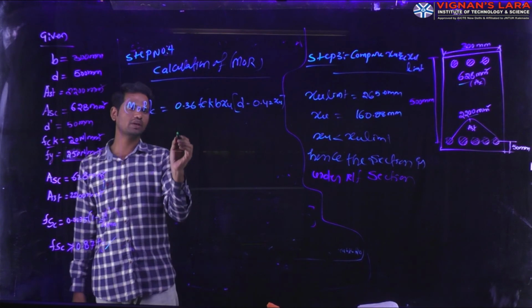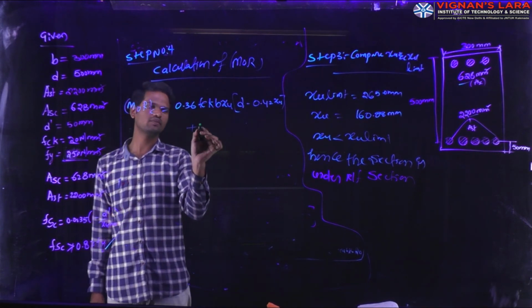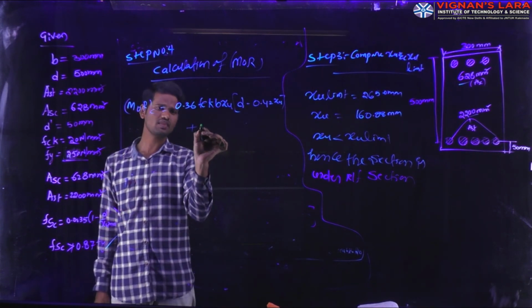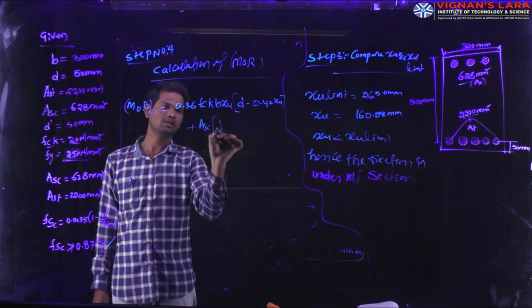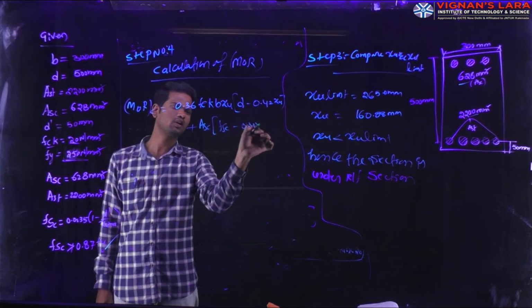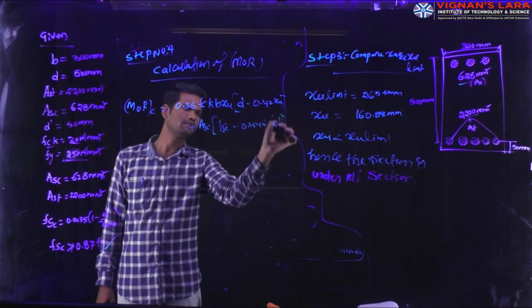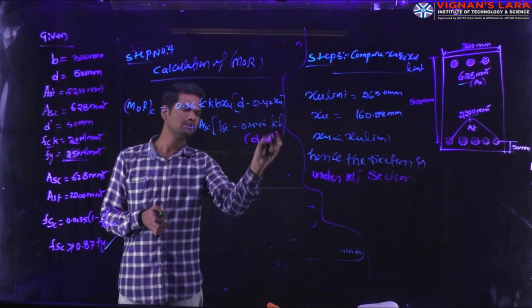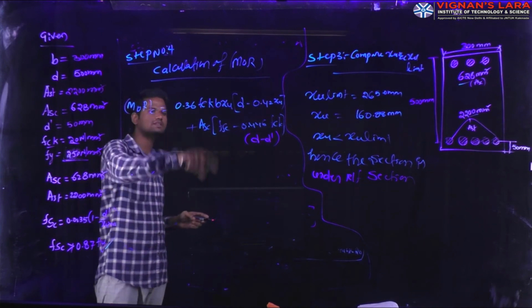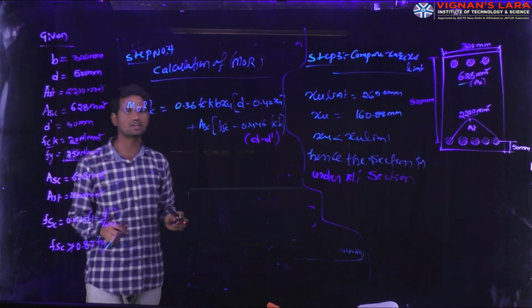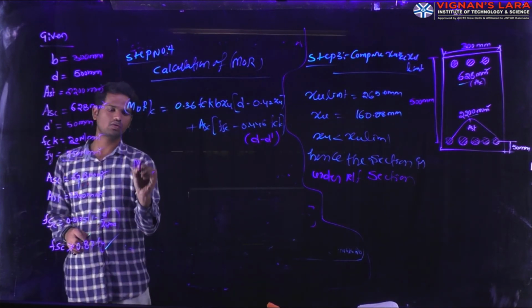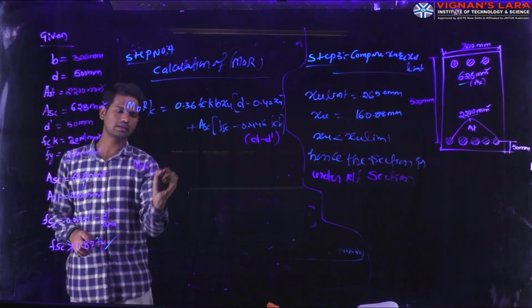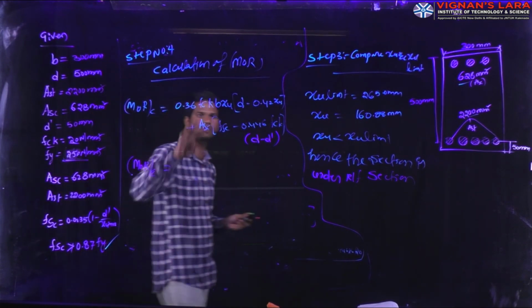That value we are taking as the moment of resistance is nothing but ASC into FSC minus 0.446 into FCK, into D minus D dash. This is the formula for moment of resistance for compression. Now I am substituting all the given parameters into the above equation.